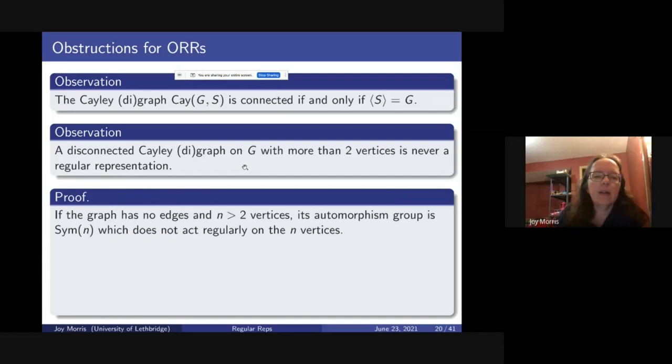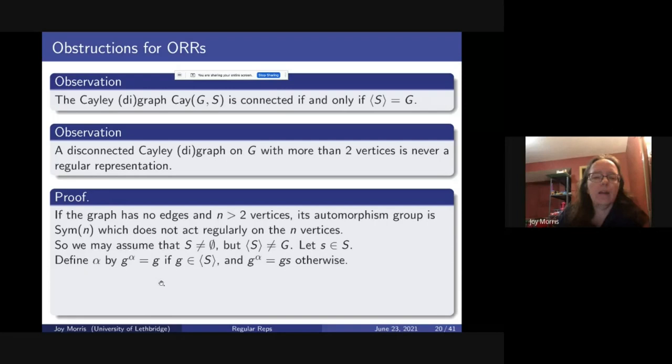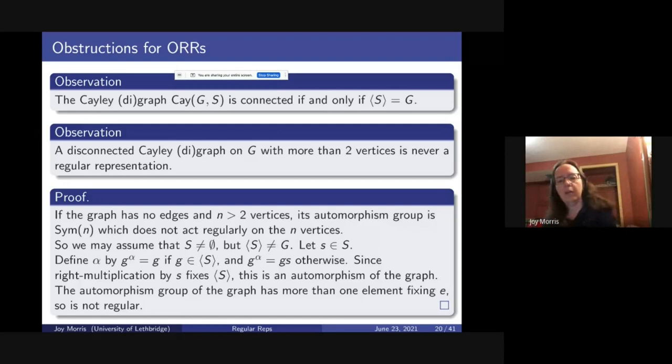If we take a graph that has no edges and more than 2 vertices, then its automorphism group is the symmetric group, and that certainly does not act regularly on n vertices as long as n is bigger than 2. So we can assume that the connection set is not empty, but it doesn't generate all of our group. Take an element S of our connection set, and we'll define a map alpha to fix every element of the group generated by our connection set, but to map any other element X to X right multiplied by S. Because right multiplying by S fixes the group generated by our connection set set-wise, this is an automorphism of our graph, and the automorphism group therefore has more than 1 element fixing the identity. It has this alpha, and it also has the identity element, and therefore it's not regular.